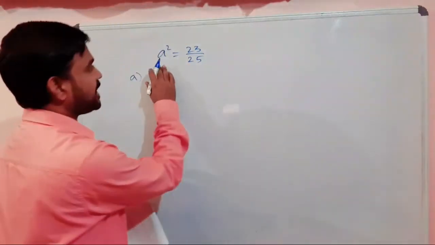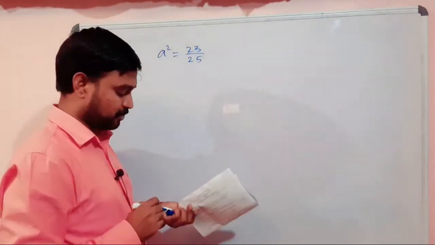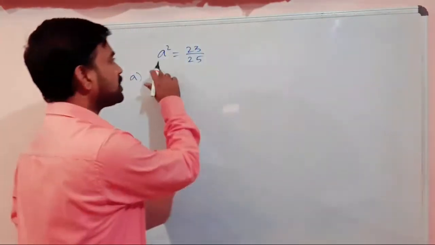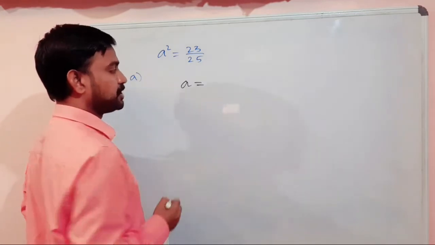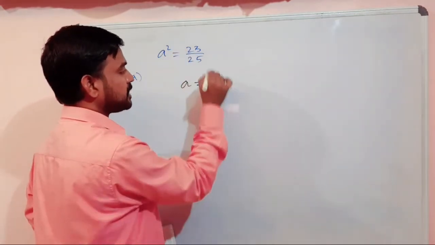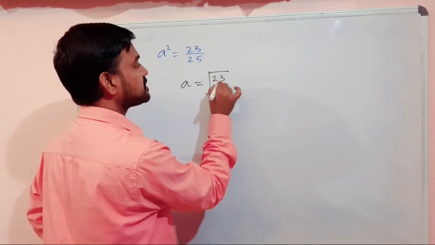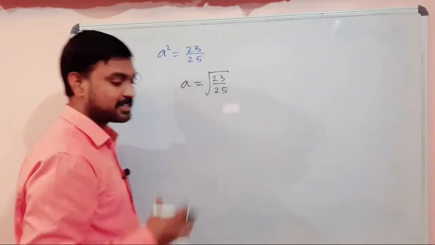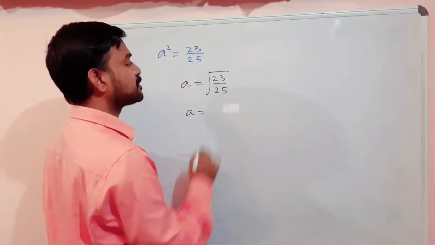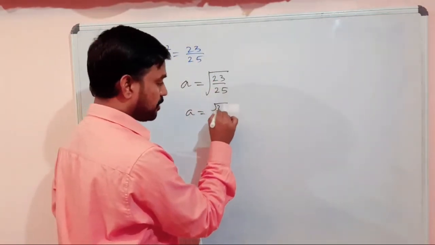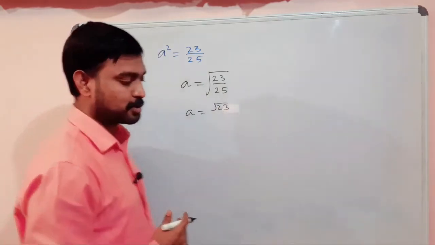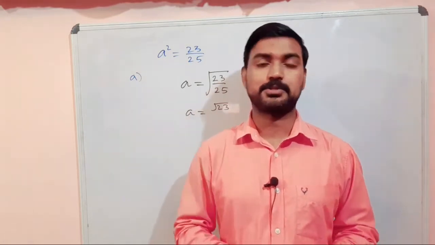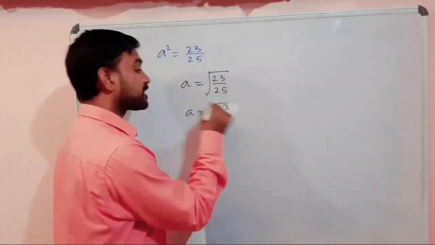Observing this, a square is equal to 23 by 25. So what will be a? It's very easy. Since a square is equal to 23 by 25, a is equal to the square root of 23 by 25, with the square transposed to the right side as a square root. So a is equal to root 23 by root 25. What is the square root of 23? It has no square root as it is not a perfect square. So root 23 is an irrational number.